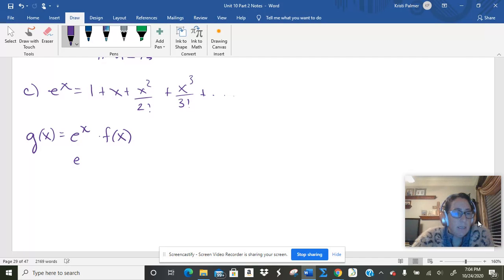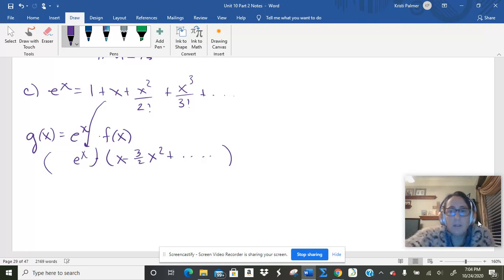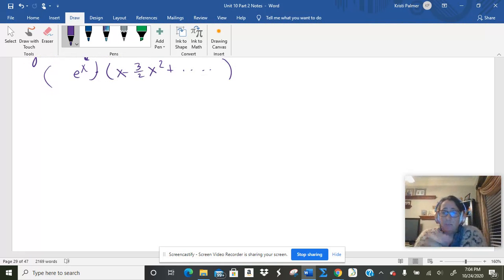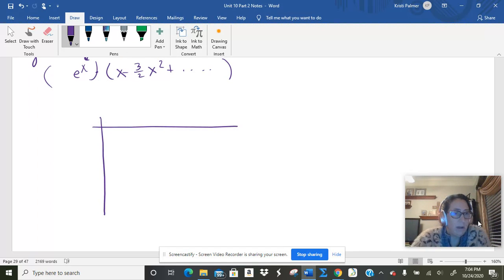So I have e to the x times that x minus 3/2 x squared plus, from what we saw above. And that e to the x is that part. So now we have these two series that are being multiplied. This is where I like to set this up in a box. And how many do I have to get to write the 3rd degree? All right, so I know I don't need to go past the 3rd degree.